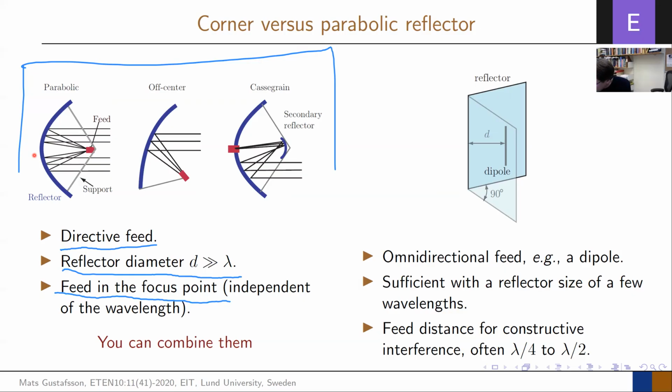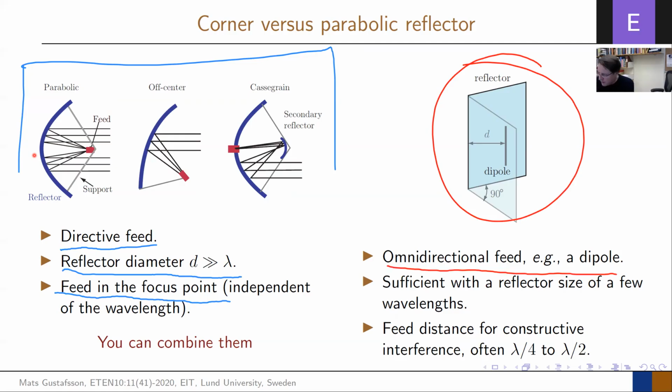If you instead do a corner reflector, so if you do this one, then you should have some omnidirectional feed, typically a dipole, because it should radiate in both directions. The size of your reflector in these cases, so the size of these ones, has to be a few wavelengths, like 3, 4 wavelengths or something, 5 on that size. And the feed distance for constructive interference should be in this range. So between a quarter of a wavelength and half a wavelength. And that is then the distance here to your feed point. So that's the basic design rules for these ones.